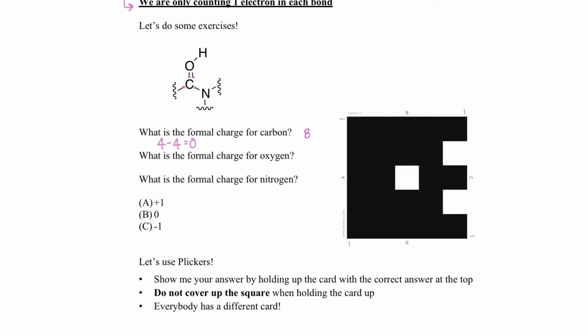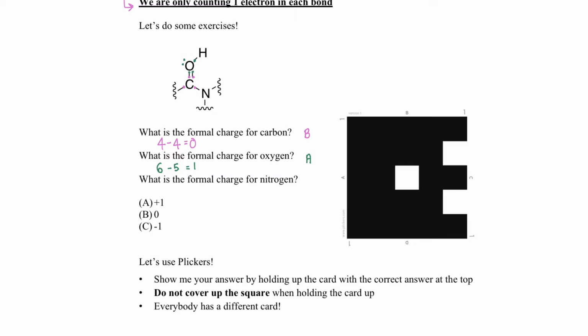So you get +1 formal charge. So for oxygen, it's going to be A. And finally, formal charge for nitrogen. Usually it has 5 valence electrons. In this case, 1 pair of electrons is not shown. And it has 5 electrons. So again, this is a neutral atom, so it's going to be B.